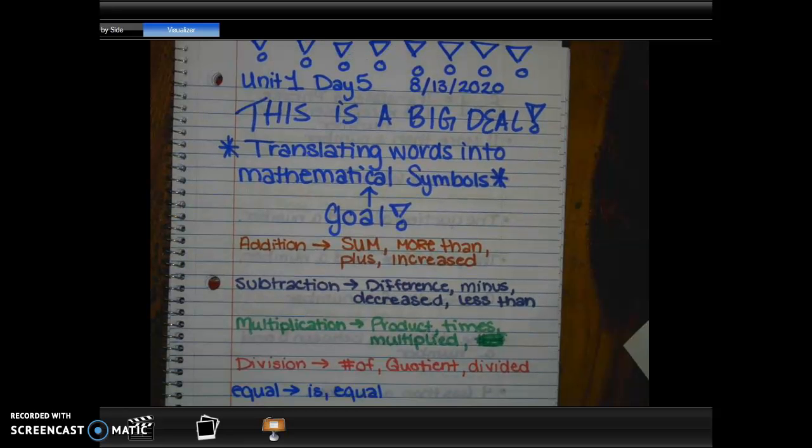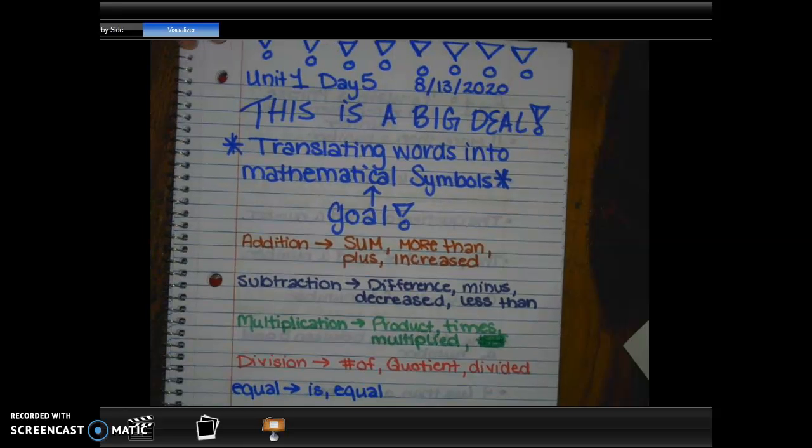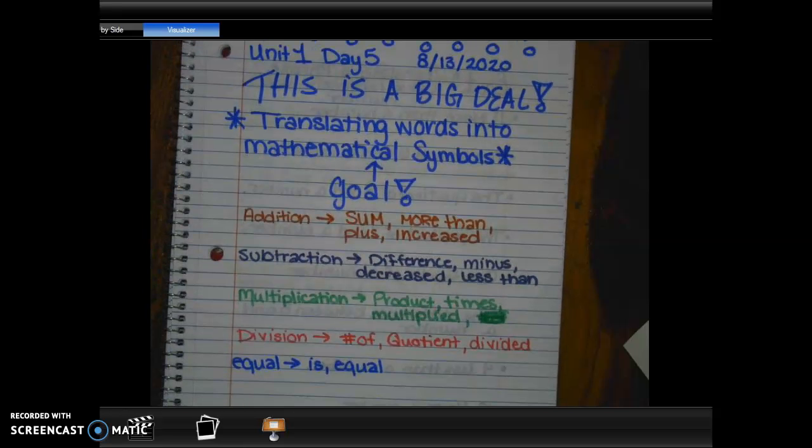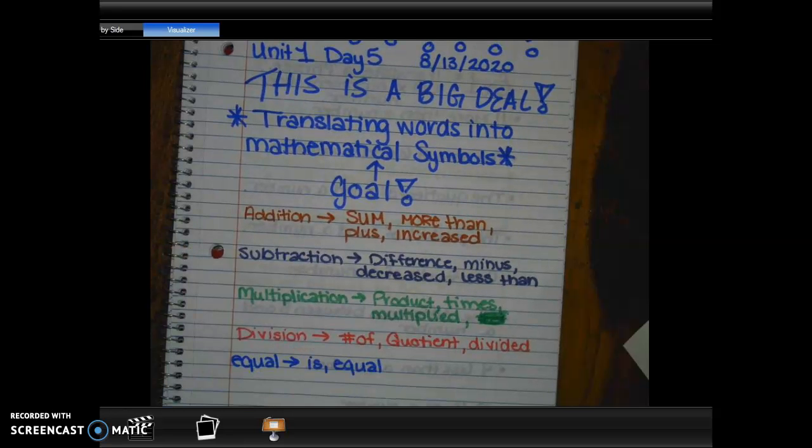So it's translating words into mathematical symbols. So being able to read words and know, okay, this is the type of operation that I need to do. So we're going to start with the real simple ones. So we have addition, subtraction, multiplication, and division, and equal. These are all things that can be used to make a mathematical phrase. Now, a mathematical phrase does not involve equal. Now, a mathematical sentence does involve equal.